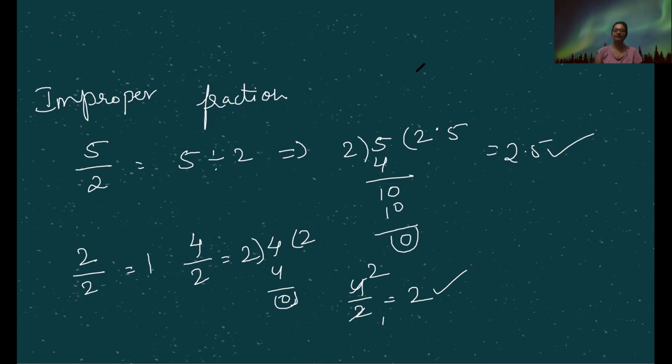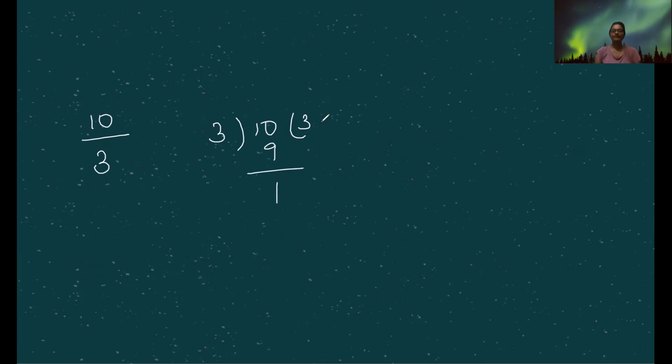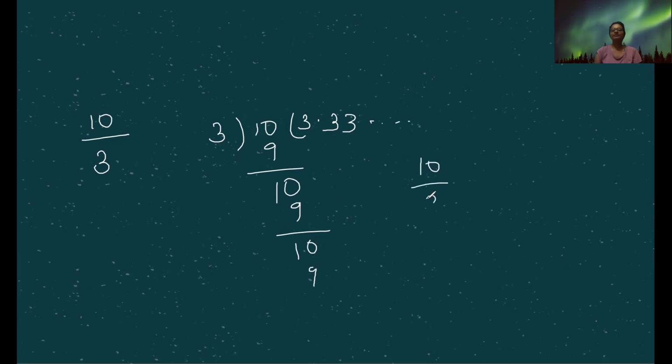I'll give another example for improper fractions. Let's take a bigger example. For example, 10 by 3. 10 is inside, 3 is outside. 3 3s are 9. So 1 remains. Now I want the 0, so I'll put a point, 0. Again 3 3s are 9, again 1. So again 3. Once the point is there, you can put as many zeros as you want. So it goes on forever. So the answer for 10 by 3 is 3.3333. It's nothing but normal division.